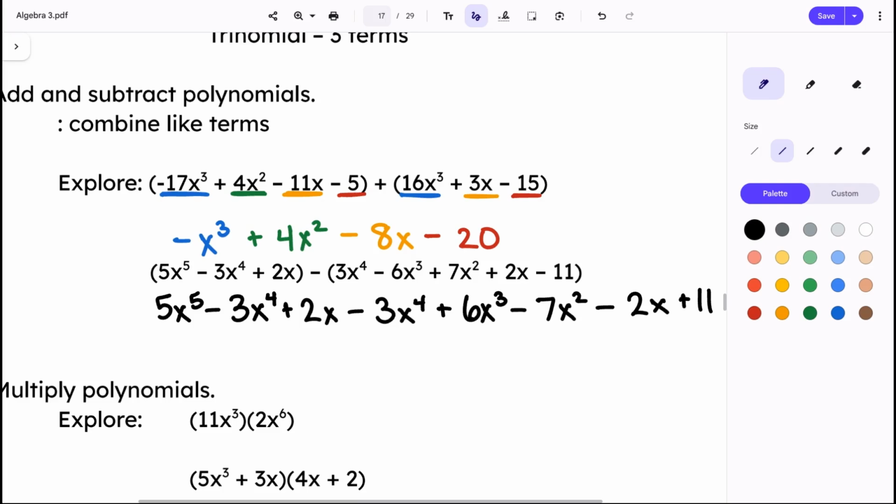Now I start looking for like terms. Can we put anything with the 5x to the fifth? No. I'm just going to cross it off as I go here. How about negative 3x to the fourth? Does that have anything?